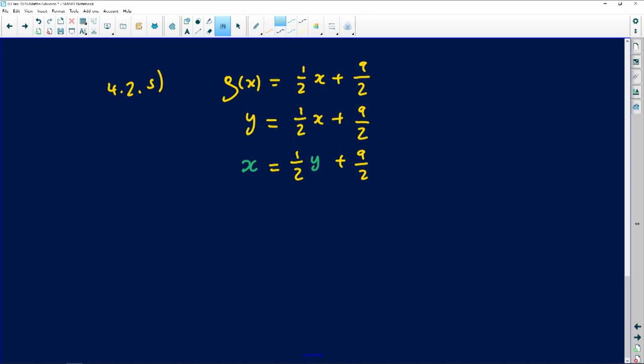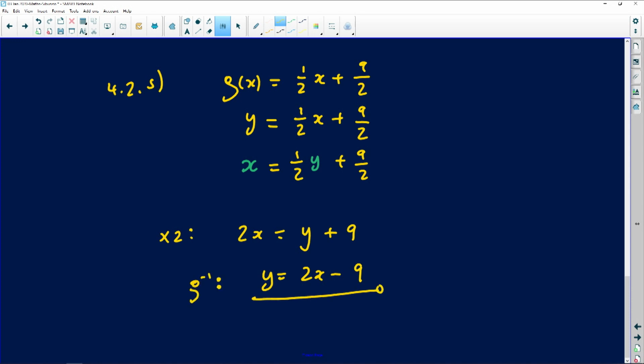Very simple process, okay? Now, I don't like working with fractions, so I'm going to double everything. Let's double everything. You double the left, you get 2x. You double a half, it becomes a 1. You double 9 halves, you get exactly 9, right? So eventually, we end up with an equation that says y is 2x minus 9. Now, this is the equation of the inverse of g of x. They asked you to write it in the form y equals to something, and that is how you find the equation of the inverse.